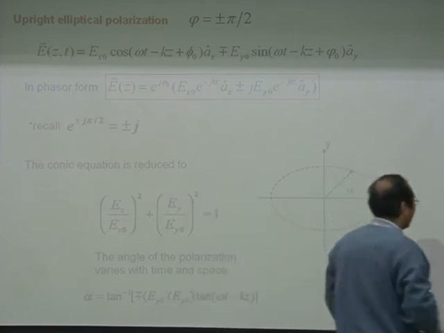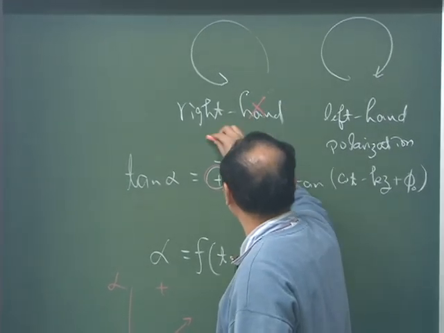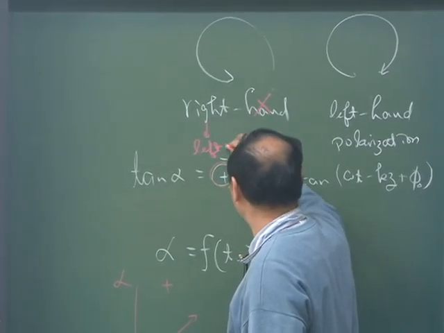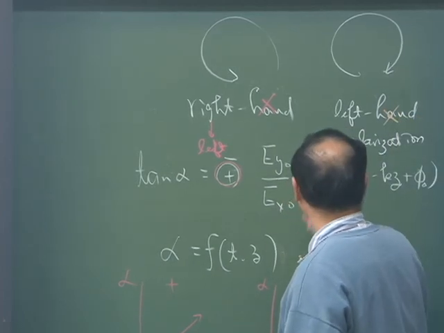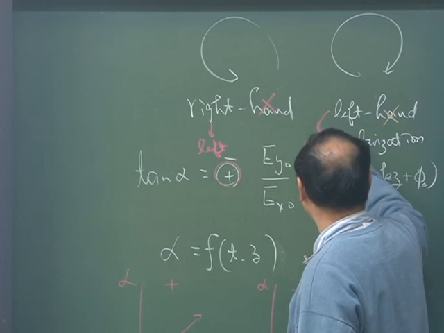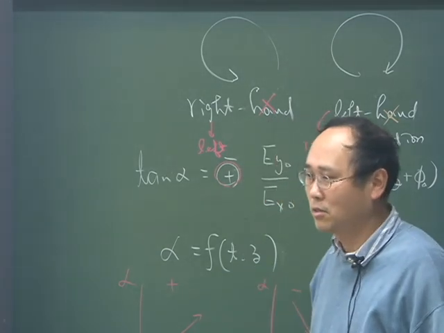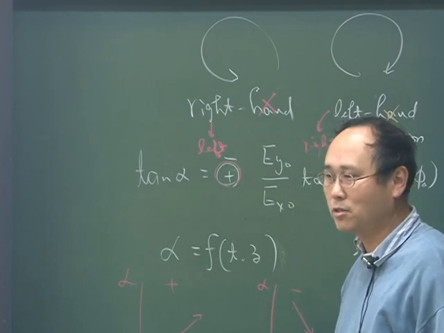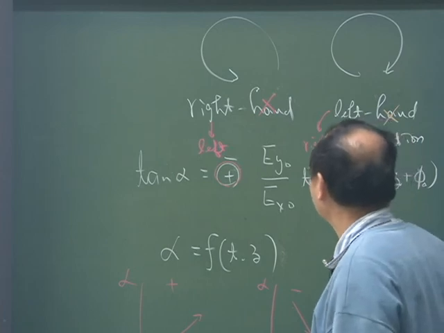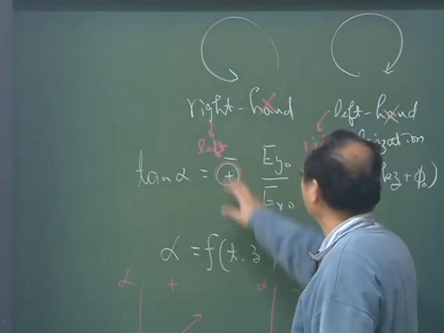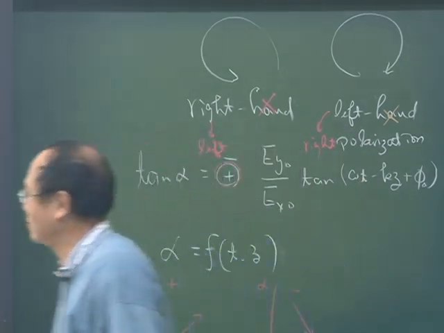So if you remove this hand, you have to change this to left. If you remove this hand, you change this to right. Okay. So the terminology is not so consistent in the textbooks. But in this textbook, you stick with this kind of right hand, left hand polarization directions.